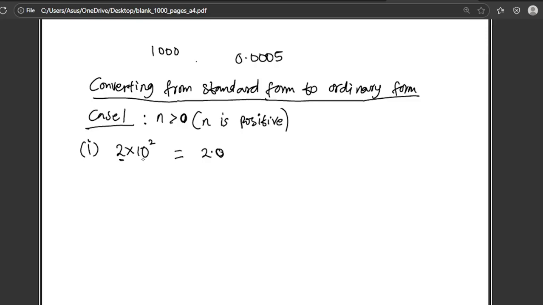Now you can see the 10 to the power 2 you have here is telling us that we move this decimal point to the right twice. To the right twice: 1, 2.